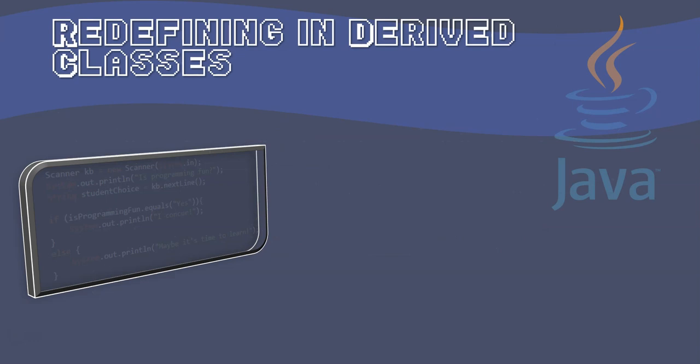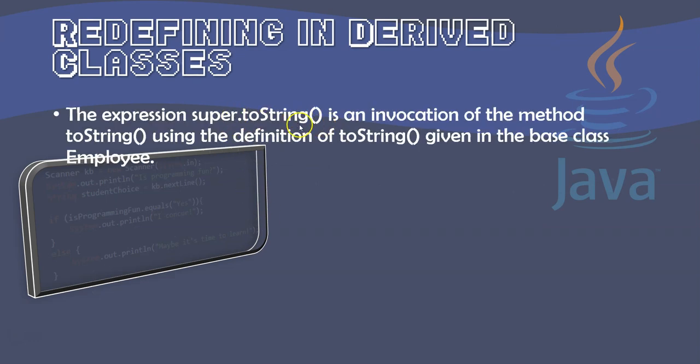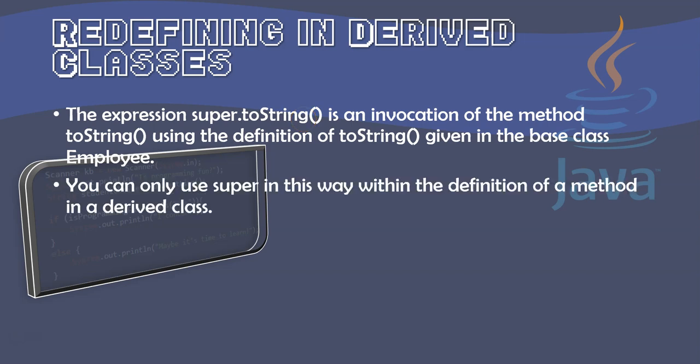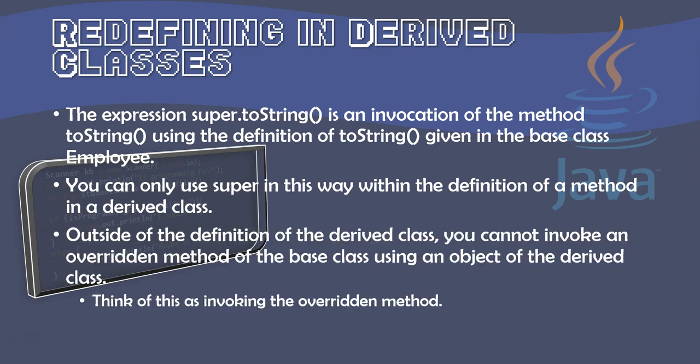So when we look at redefining in derived classes, that expression super.toString is actually an invocation of the method toString that exists within Employee. So it's saying, hey, use the super definition, the one that's in the superclass Employee, and not the one that exists here within the derived class. Now, we can only use super in this way within the definition of a method in a derived class. We can't do this in a base class, obviously, because if we're in the base class, we can't super call anything. Outside the definition of a derived class, you cannot invoke an overridden method of the base class using an object of the derived class. This would be another way of thinking of it as invoking an overridden method.